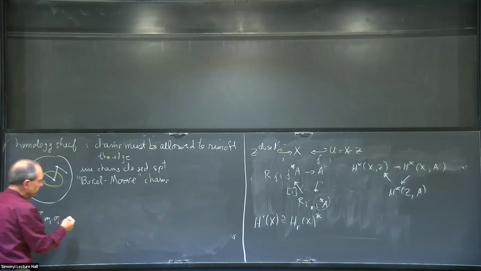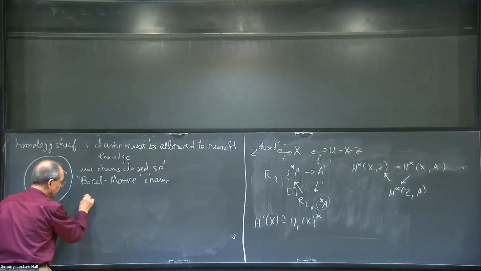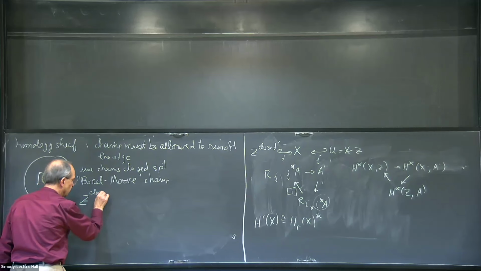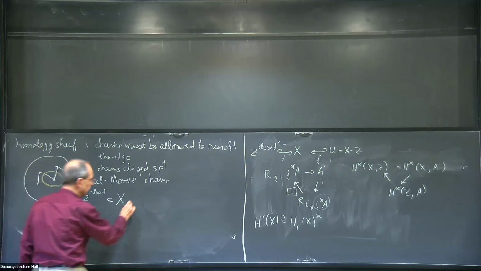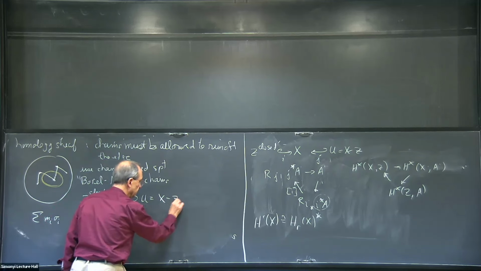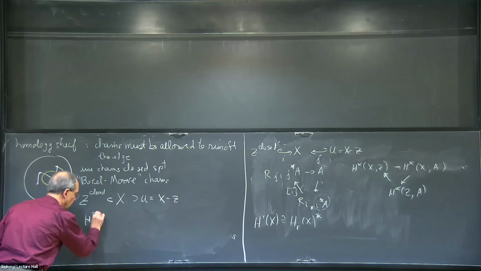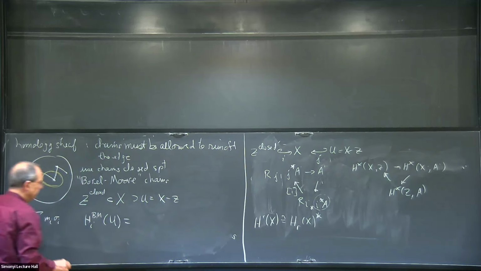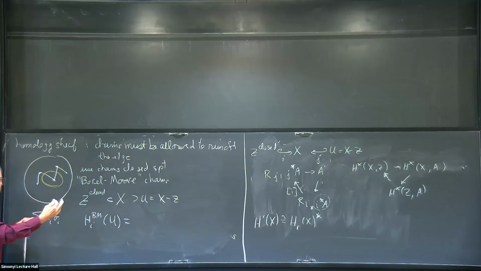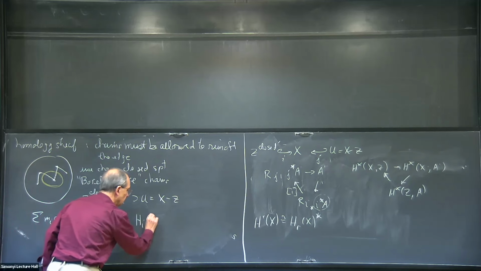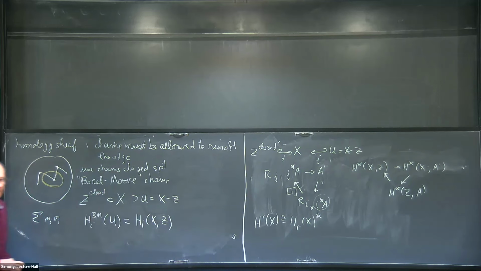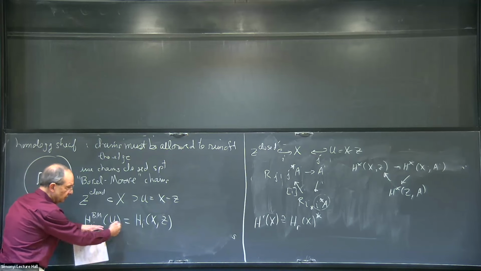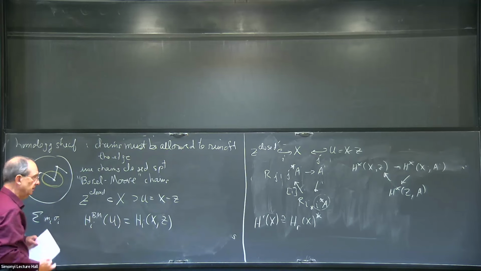And so for a simplicial complex, if Z is a closed subcomplex of a simplicial complex X and U is X minus Z, then H_i Borel-Moore of U, so these are chains on U, but they're allowed to run off the edge, is the same as what you usually call H_i of X modulo Z: chains on X, but you allow the boundaries to be in Z. So this is the way to think about Borel-Moore homology. Borel-Moore homology is non-compact chains in U, closed but not compact.